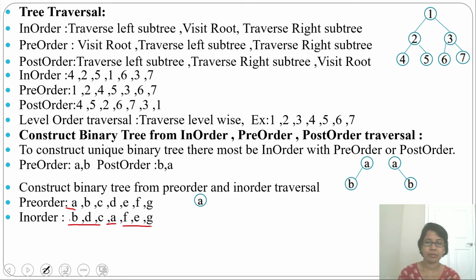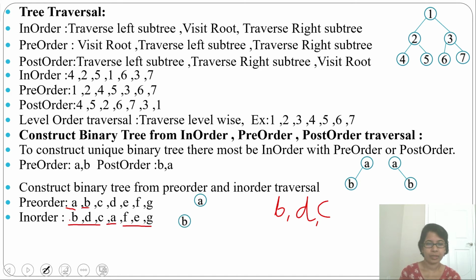Now just consider BDC. From this BDC, this three-part is the left child and F is its right child. So now from this BDC, what will be the root? Go to the pre-order and mark which of these three is present first. In BDC, B is present first, so B will be its root.